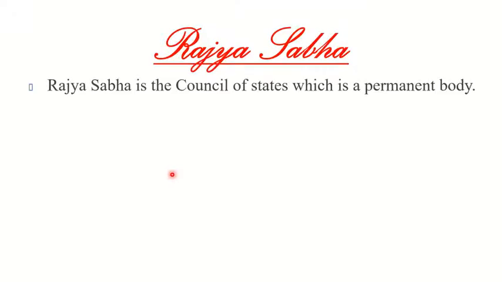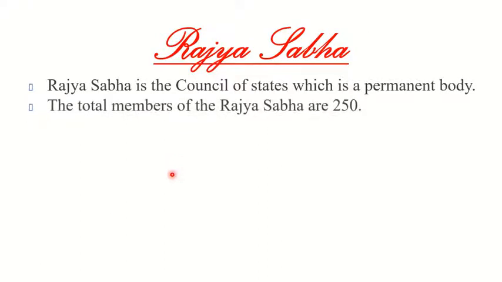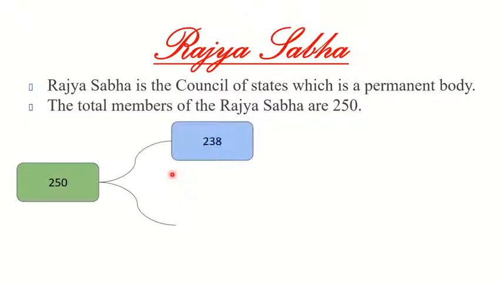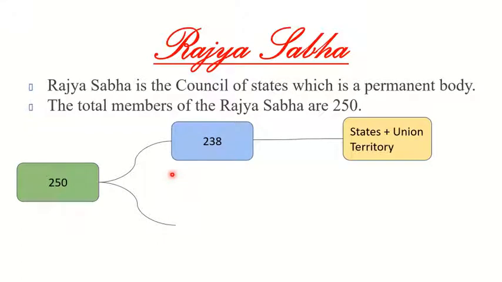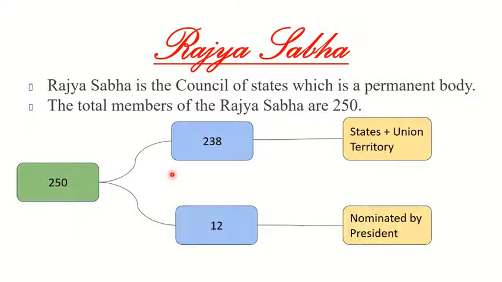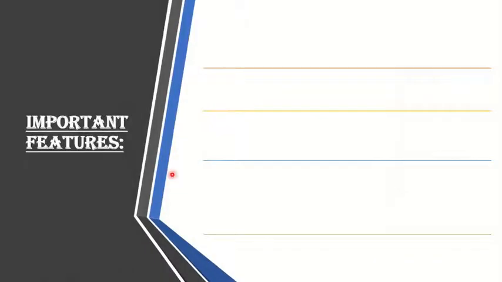The Rajya Sabha is the Council of States, which is a permanent body. The total number of members of the Rajya Sabha is 250. Now the 250 members are divided into two parts, out of which 238 members belong to the states and the union territories, while the leftover 12 are nominated by the president. Let us see some important features of the Rajya Sabha.